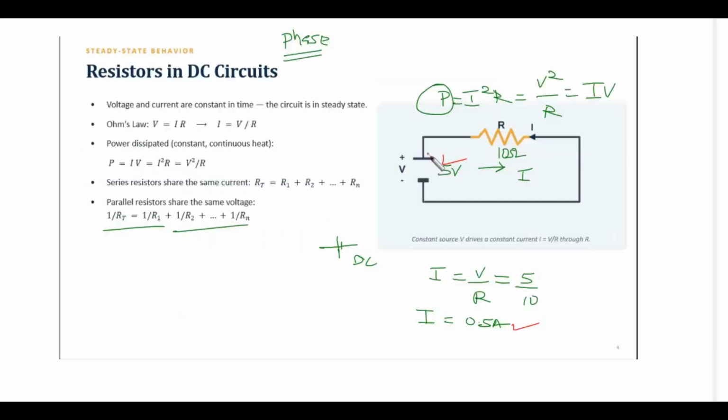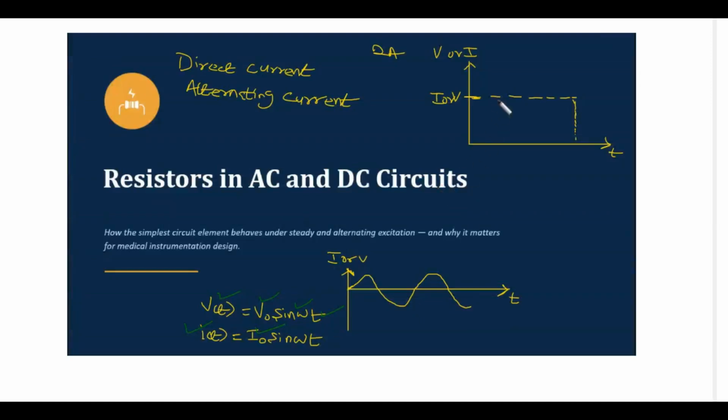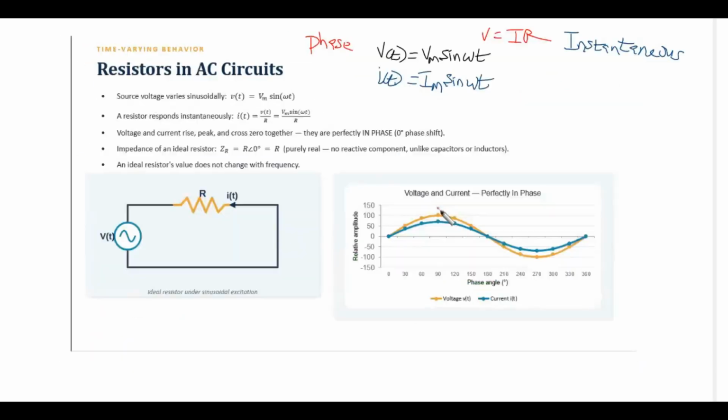In DC circuits, we don't talk about instantaneous values because the values remain the same all through. At any instant, the value remains the same. But for AC circuits, the values change. So we can begin to talk about instantaneous value, which is the value at a particular time t. So it's given by this relationship. So Ohm's law still applies. V is equal to IR.